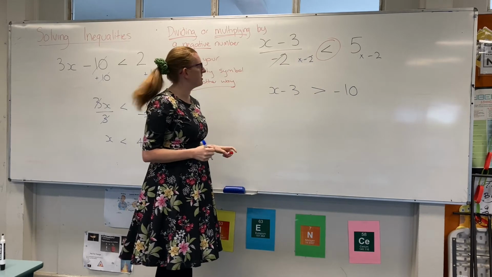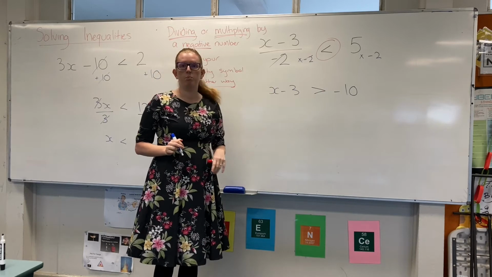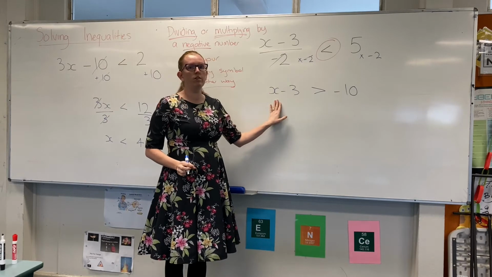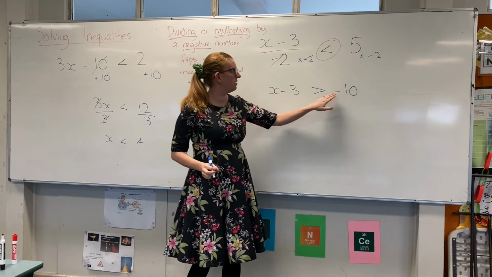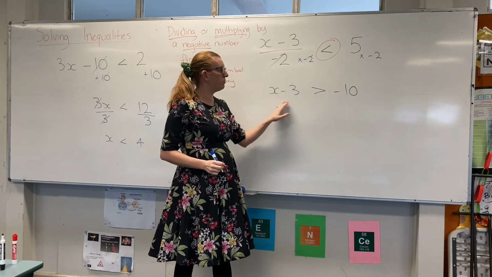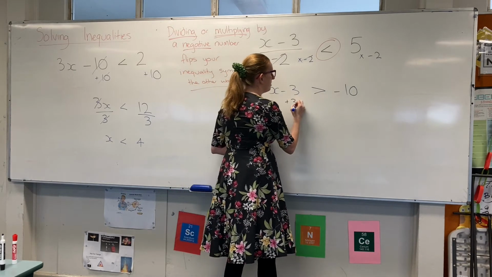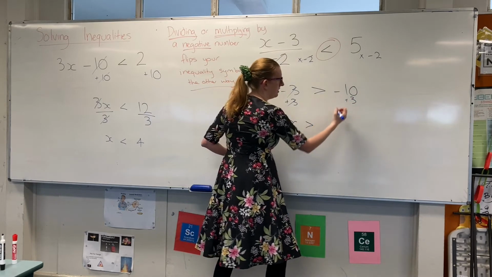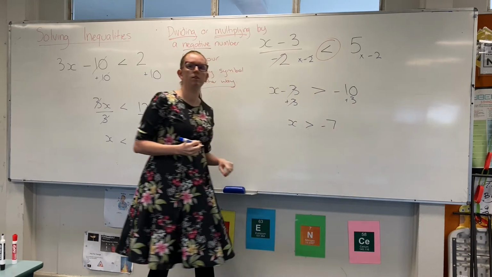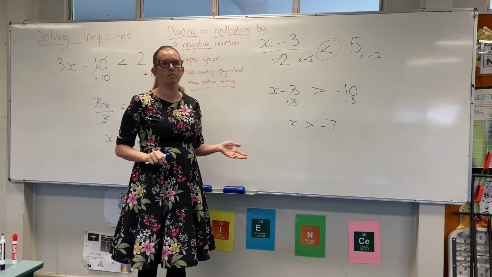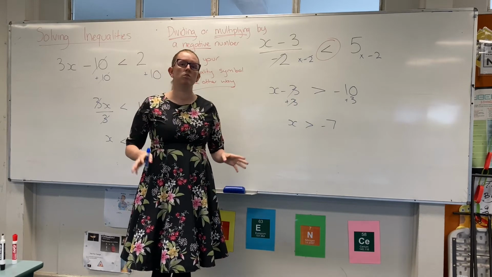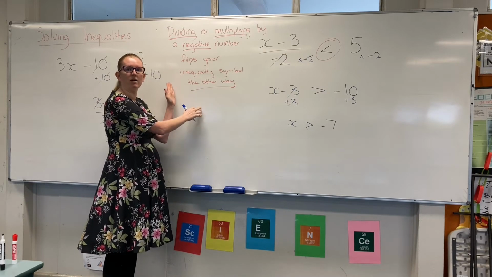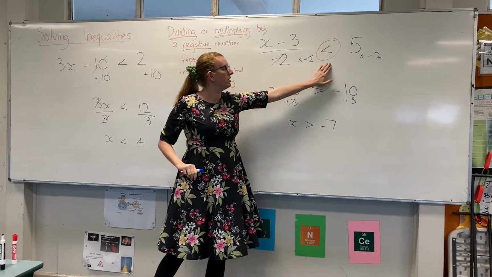Okay, now let's see what happens. So now I'm just going to treat it like a plain old equation. So I need to get x on its own. I've got x minus 3 is greater than minus 10. What's the opposite of minus 3? I need to plus 3 to both sides. Plus 3, plus 3. They've cancelled out. So here I've got x is greater than negative 7. Cool. And that's how we do inequalities. So you treat it like a plain old equation. Nothing is different unless you multiply or divide by a negative number, in which case your symbol flips the other way.